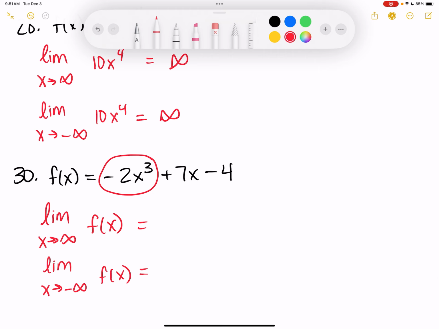All right, so I'm plugging in a really big positive number like 500. 500 cubed, it's going to be some really big number. I don't even care what it is. Times negative 2, what's happening? It's negative. So negative infinity. Oh, so we're just substituting anything or just a really big number for x?